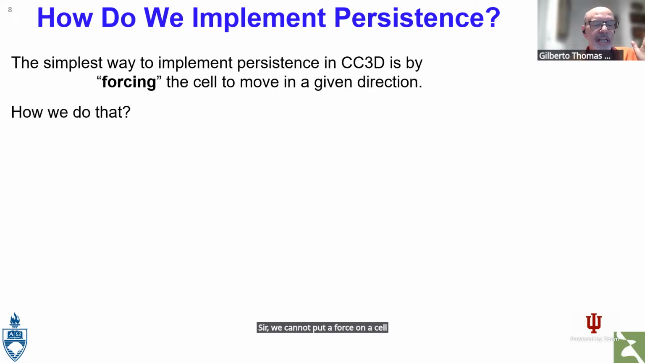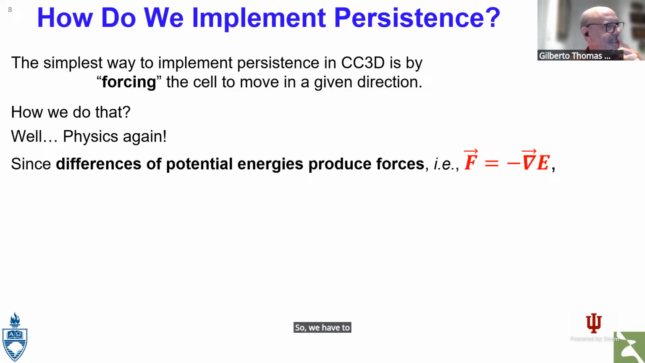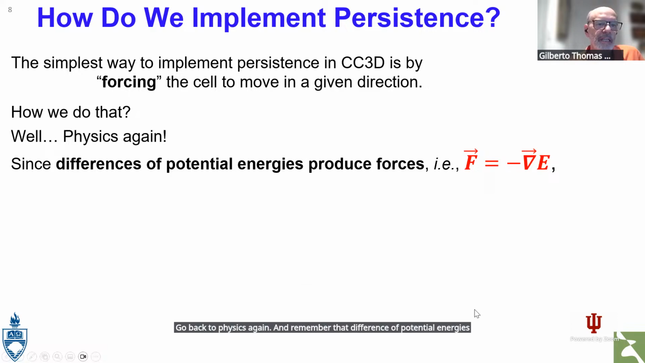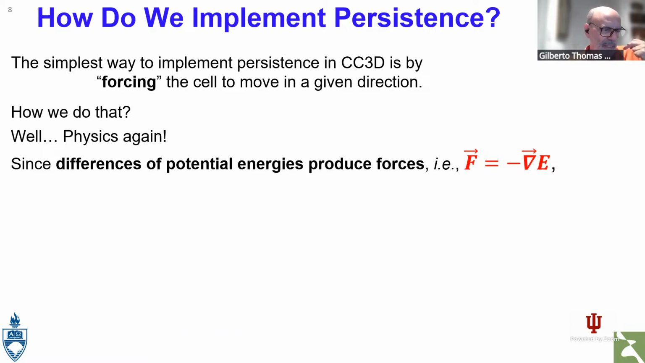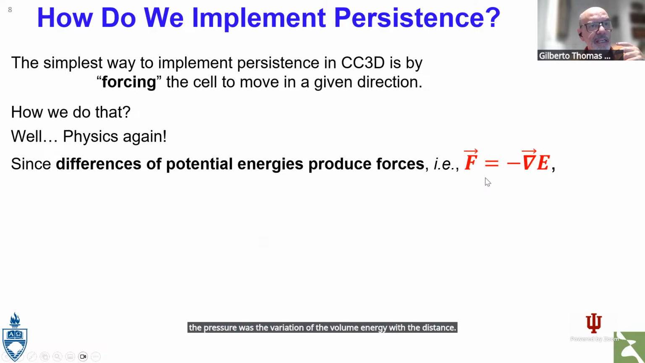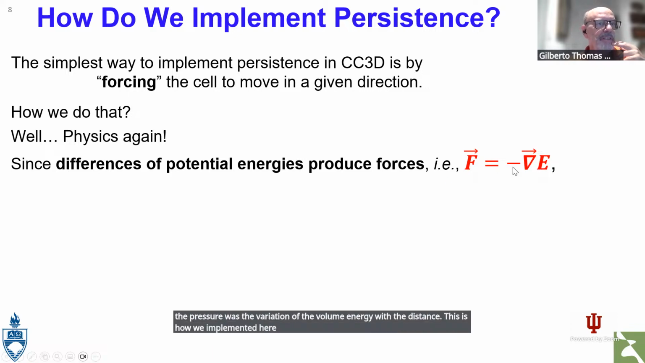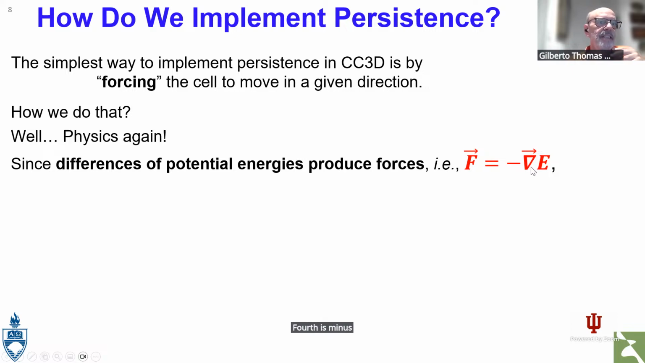We can change energies. So we have to go back to physics again and remember that the difference of potential energies produces force. We did that already when we defined the pressure in the lecture two days ago. The pressure was the variation of the volume energy with the distance. This is how we implement it here. Force is minus the gradient of the potential energy.